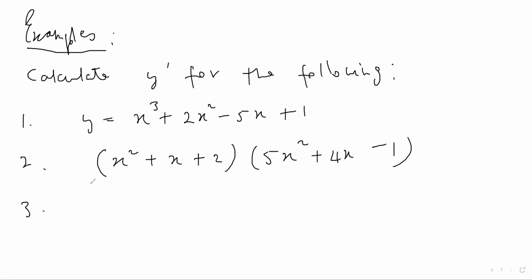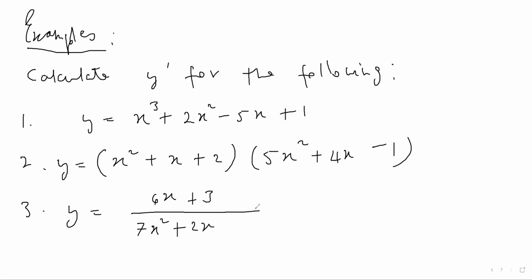And number 3 is the following. Number 1 is y is equal to this, 2 is y is equal to this, and number 3 is y is equal to 6x plus 3 divided by 7x squared plus 2x plus 3. So now I'm going to give you a few minutes to work on these. You have to calculate these using the rules we've just discussed. Go ahead, please.